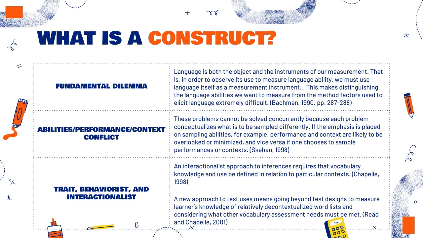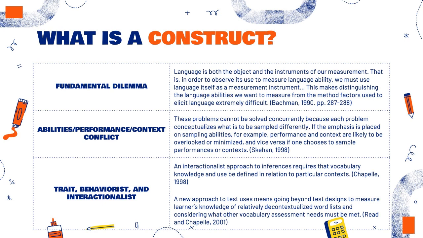Several researchers have addressed the issue of disentangling ability from context in language assessment. Bachman, 1990, describes language testing's fundamental dilemma as: language is both the object and the instrument of our measurement. That is, in order to observe language ability, we must use language itself as a measurement instrument. This makes distinguishing the language abilities we want to measure from the method factors used to elicit language extremely difficult.